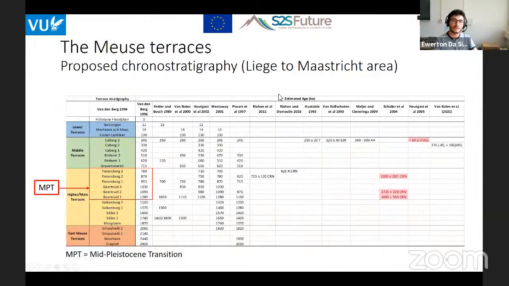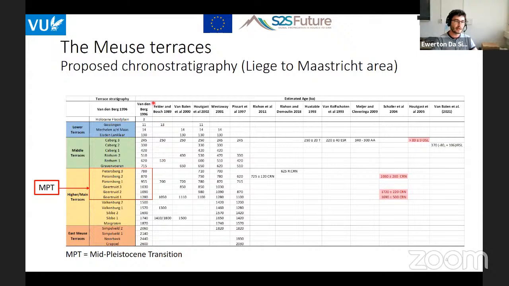So the Meuse terraces have been investigated for decades already, and different authors propose different chronostratigraphy. It's important to have a good age control because in this way we can better understand the history of the regional tectonics in this area, and we can also better understand how climate cycles might affect the Meuse River system.